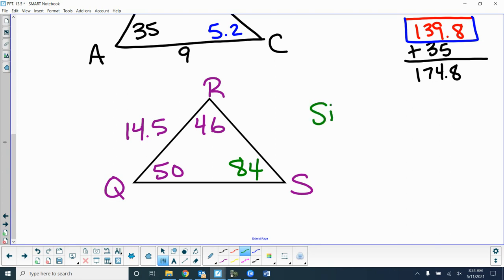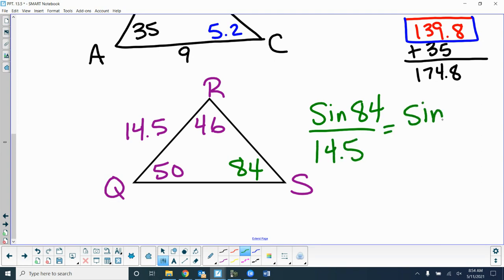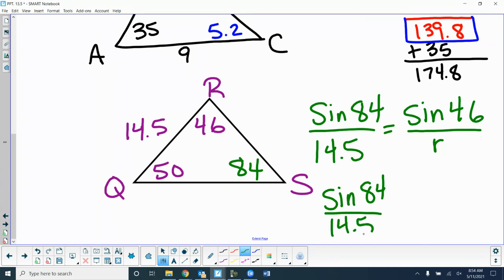So I'm going to go sine of 84 over 14.5, the side opposite, equals sine of 46 over what? What side is opposite 46? And then for side Q, sine of 84 over 14.5 again equals the sine of 50 over Q. And then just cross multiply and divide.